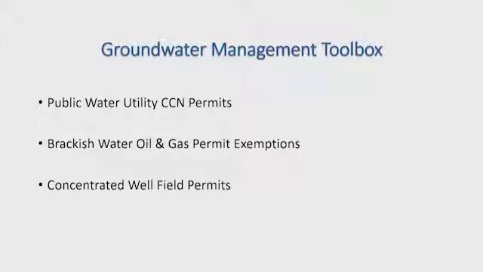Okay, so at this part, we're going to talk about our special permit conditions. And so I wanted to talk about three of them in particular, just to show you the differences. So we're going to talk about public water utility CCN permits, so that's our local public water supply district. I want to talk about brackish water, oil and gas permits versus exemptions, and then also concentrated or large well field permits. So go to the next slide.